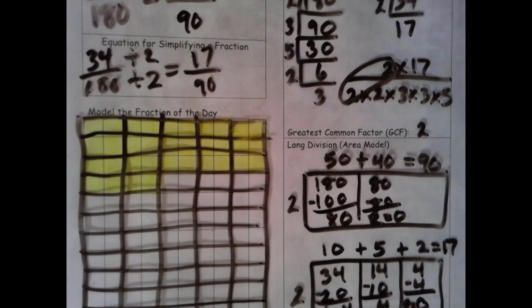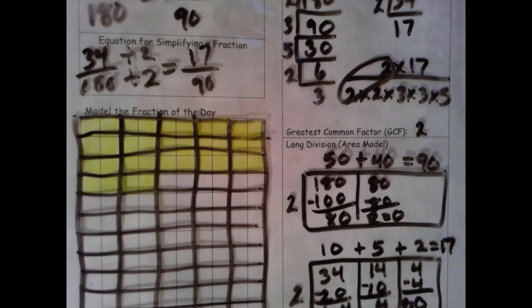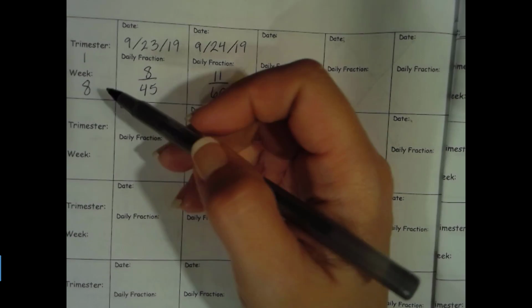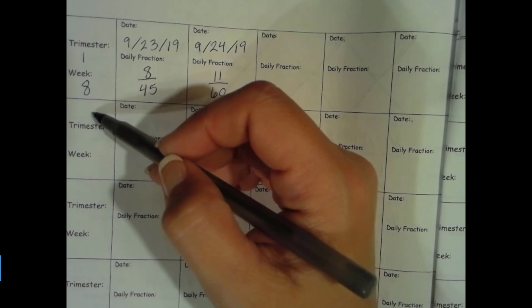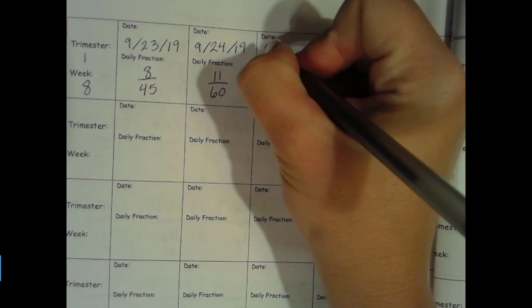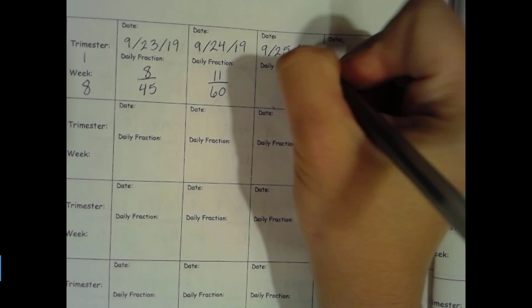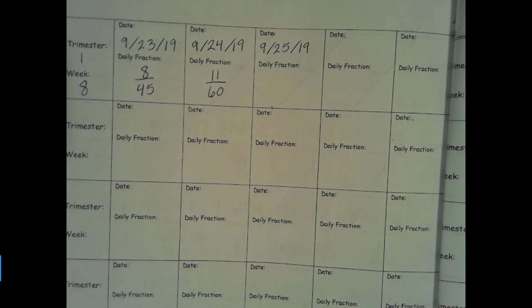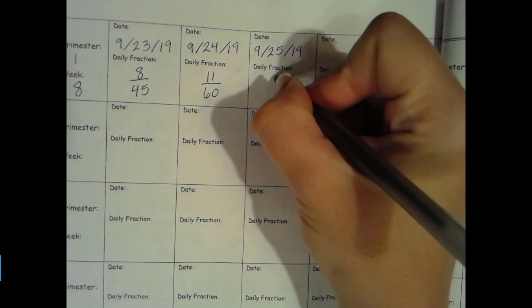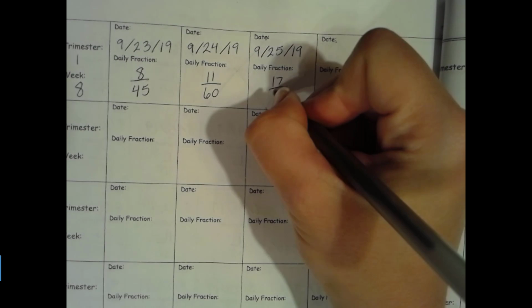Okay, now let's go ahead and fill in our data collection page. Still in trimester 1, week 8. Today is 9/25/19. And our fraction for today is 17/90.